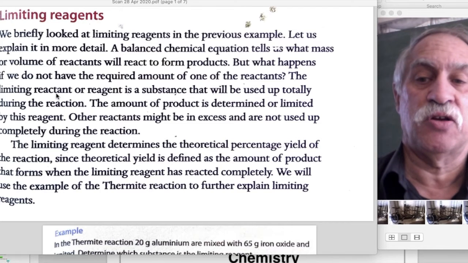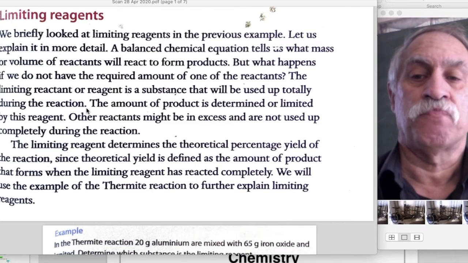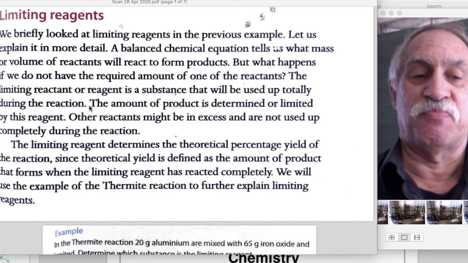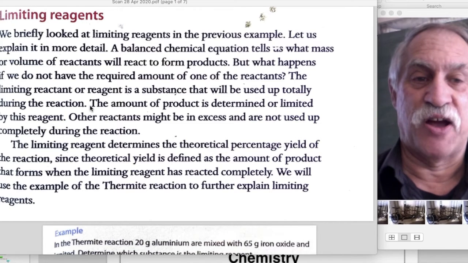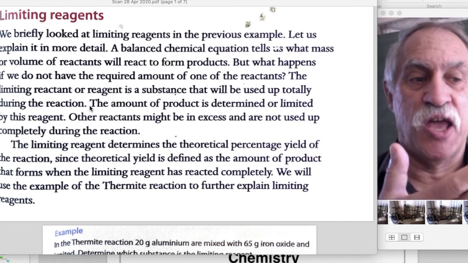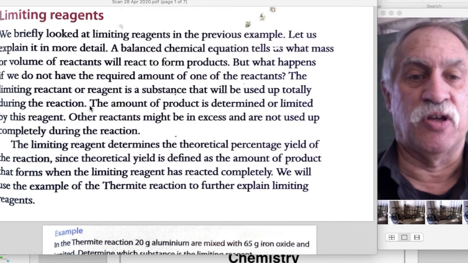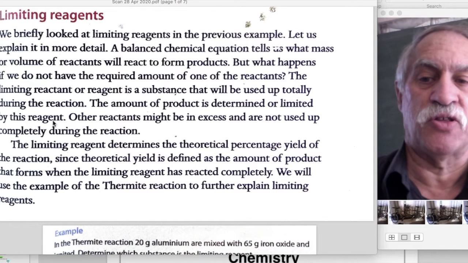So the limiting reactant or reagent is a substance that will be used up totally during the reaction. If your amounts of ingredients are not balanced, it doesn't matter so much in baking bread, but when you're doing chemistry, you're going to find one substance is going to be completely used up. Say you were burning hydrogen and oxygen and you ran out of, say, oxygen, then the hydrogen cannot burn any further. The amount of product is determined or limited by this reagent.